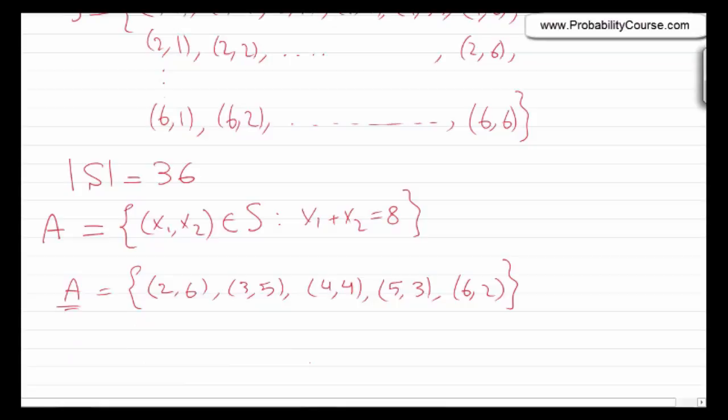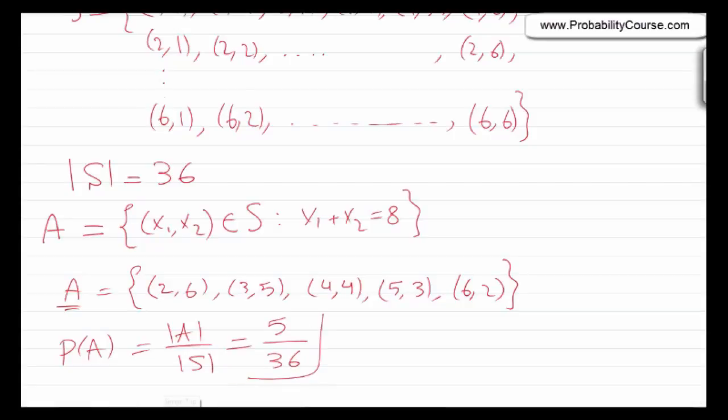So this is an equally likely space, which means that the probability of the event A can be written as the number of elements in A divided by the total number of elements in S. There are 5 elements in A. There are 36 elements in S. So the probability of A is 5 over 36.